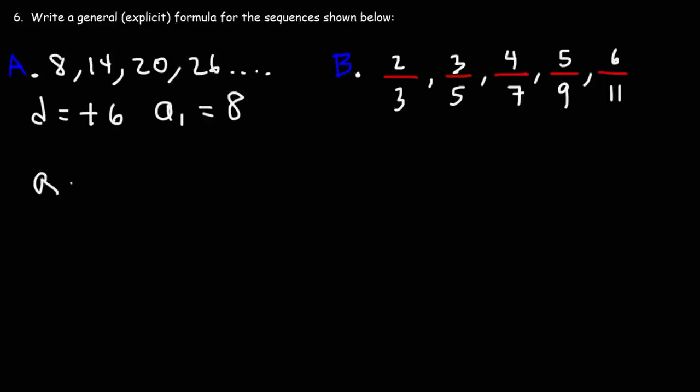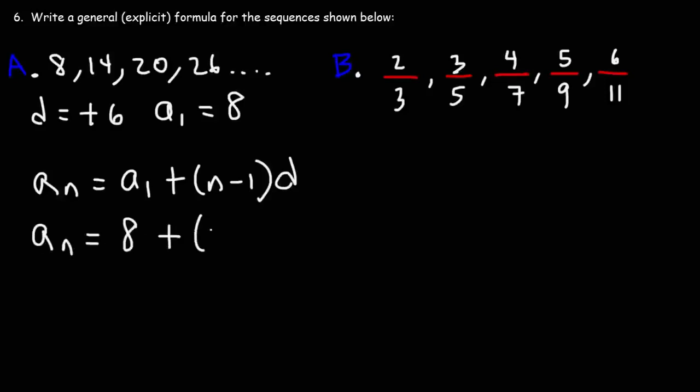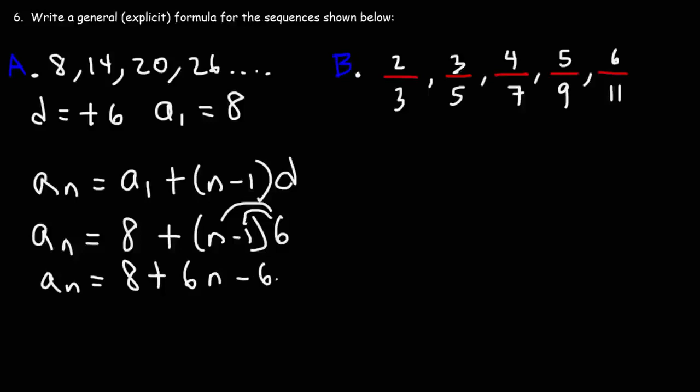So the general formula is a sub n is equal to a sub 1 plus n minus 1 times d. So all we need is the first term and the common difference, and we can write a general formula or an explicit formula. The first term is 8. D is 6. Now what we're going to do is distribute 6 to n minus 1. So we have 6 times n, which is 6n, and then this will be negative 6.